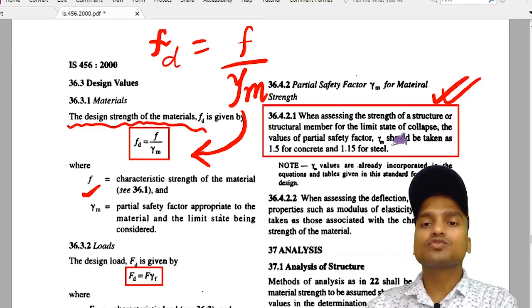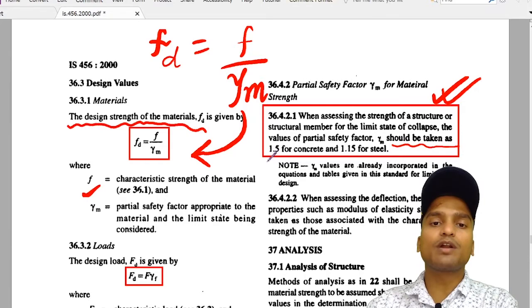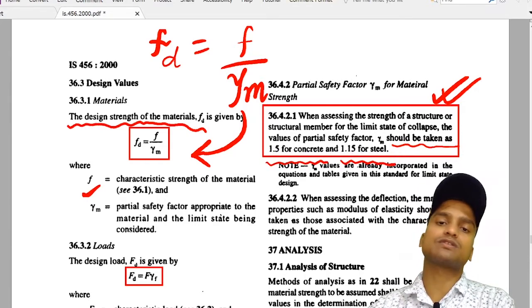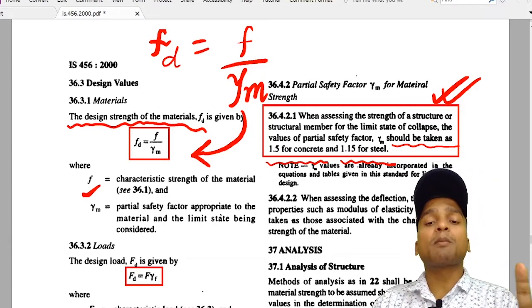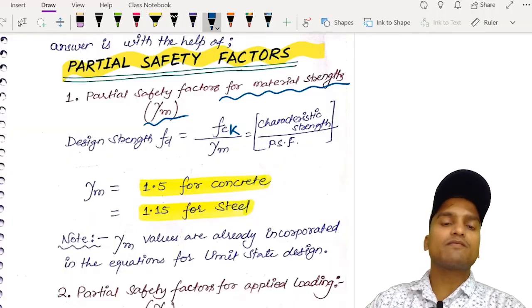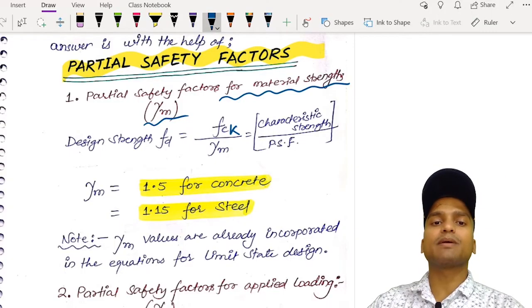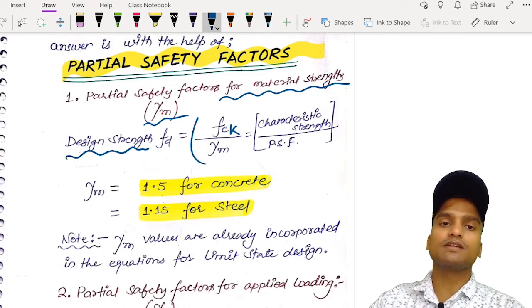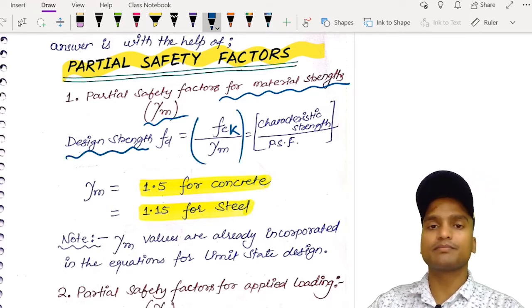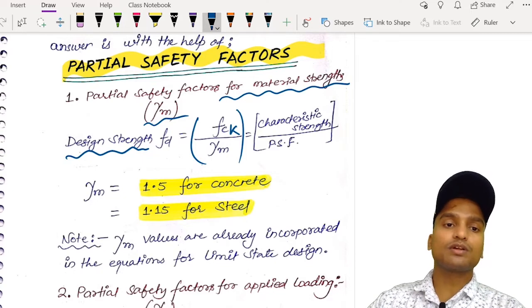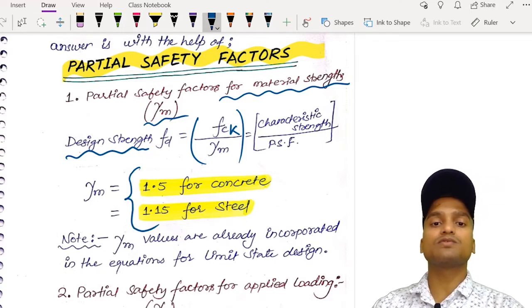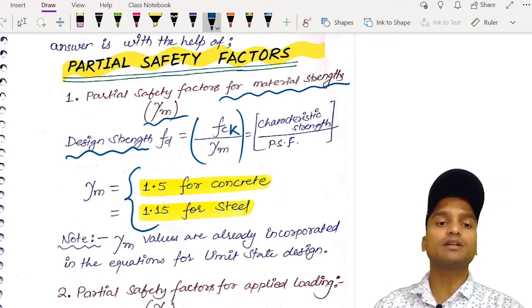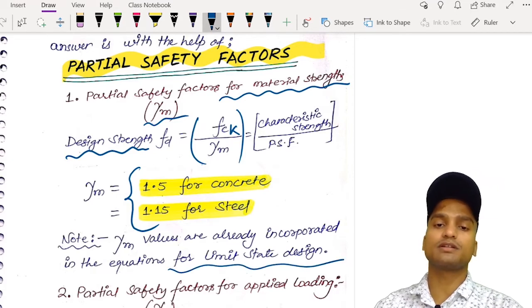Gamma m should be taken as 1.5 for concrete and 1.15 for steel. ये दोनों वैल्यूज़ आप अपनी कॉपी में लिख लीजिए और इसे आप याद रख सकते हैं. And when we divide the fck by gamma m, we get design strength, and fd is equal to fck by gamma m, and this is written from the code. So these gamma m values are already incorporated in the equations for limit state design.